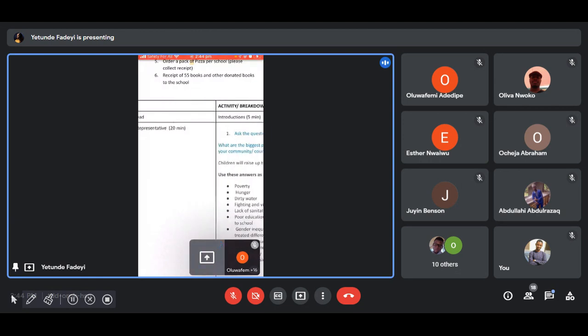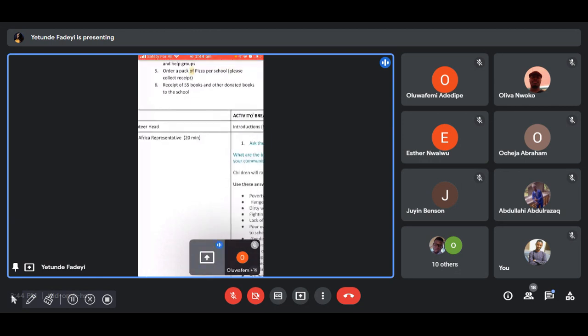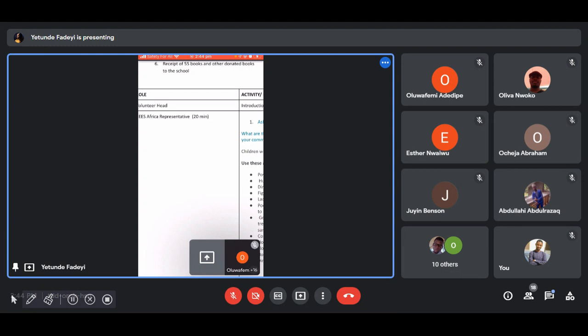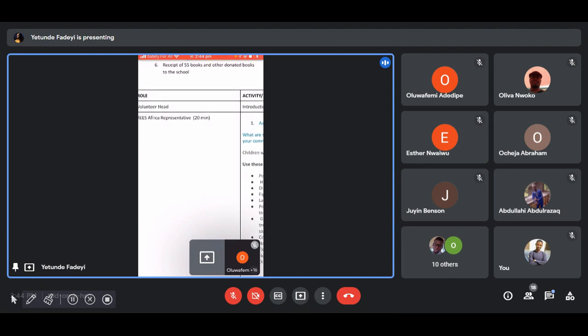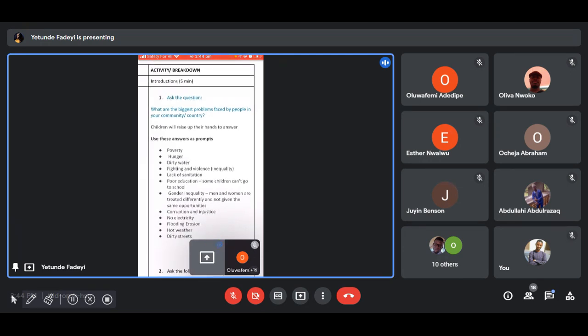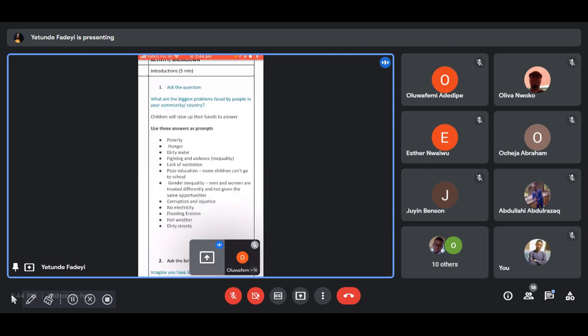Now, the role of the volunteer ed is basically to introduce to the students what we intend to do. The second, which is also the assistant volunteer ed, would be asking the students questions. So the first question will be, what are the biggest problems faced by people in their community?